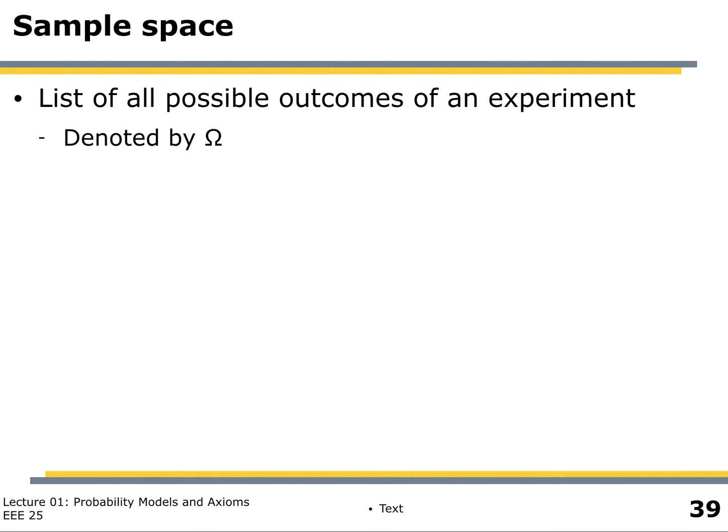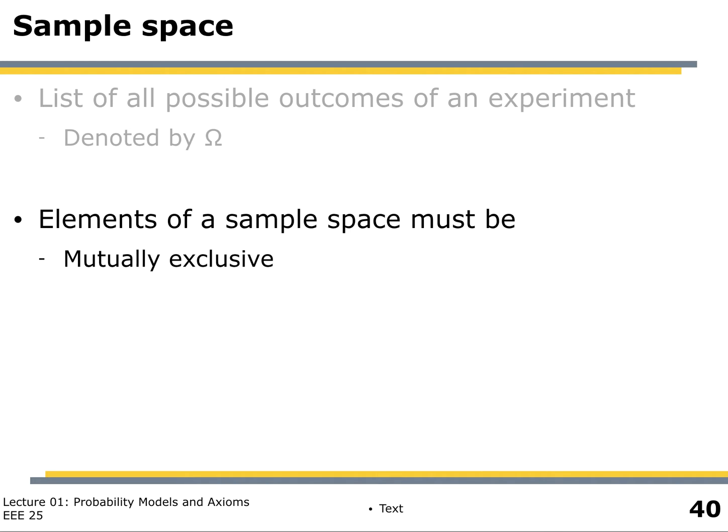Now, a sample space has desirable characteristics, and usually these characteristics refer to the elements or the outcomes that are inside that sample space. And a desirable sample space should have elements that are, number one, mutually exclusive. And when I say mutually exclusive, basically I'm saying that all of the outcomes of the sample space should be distinct from each other.